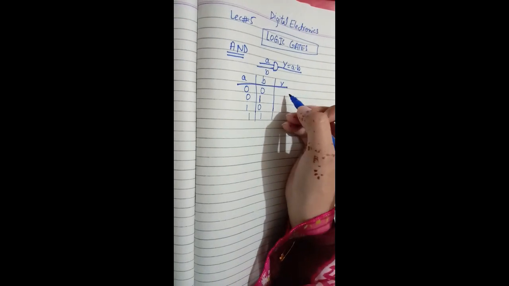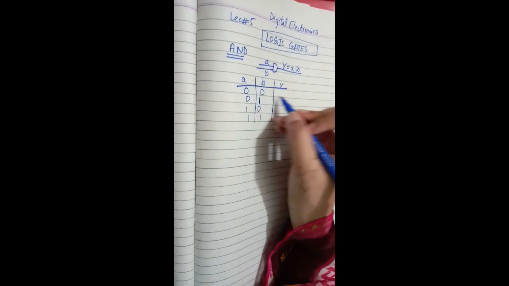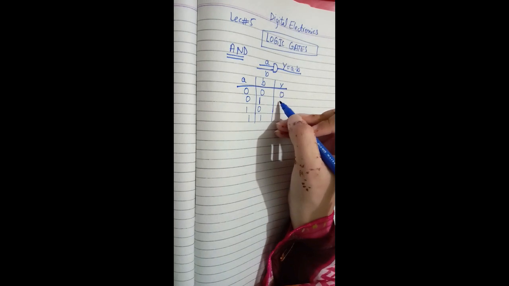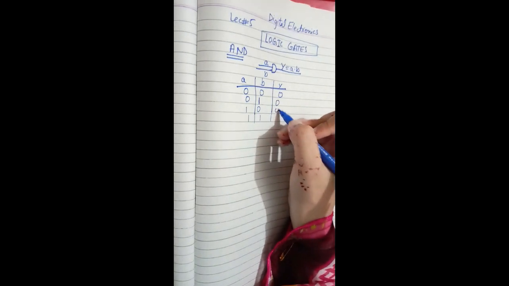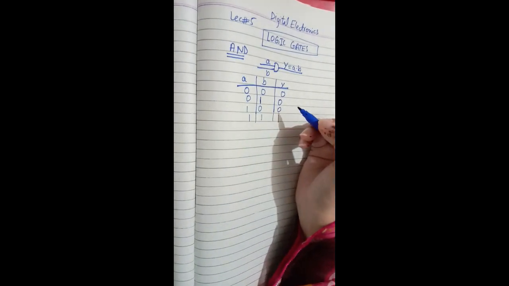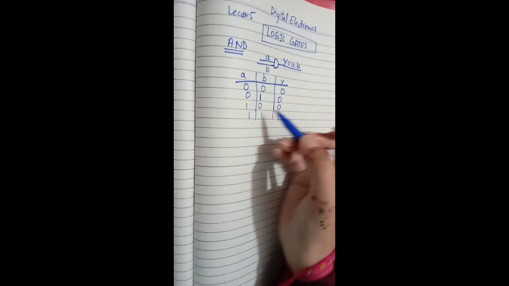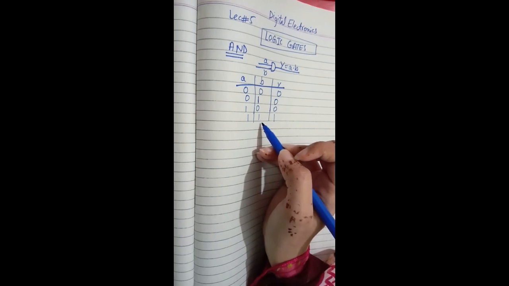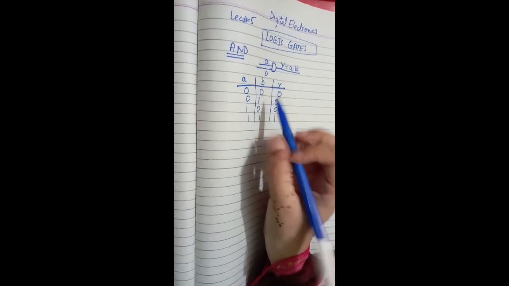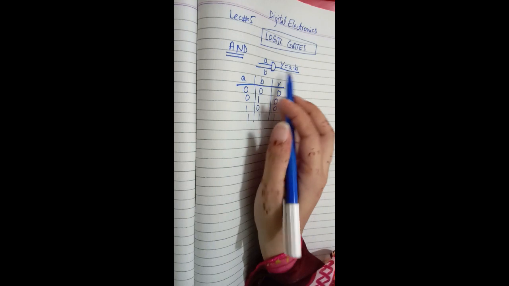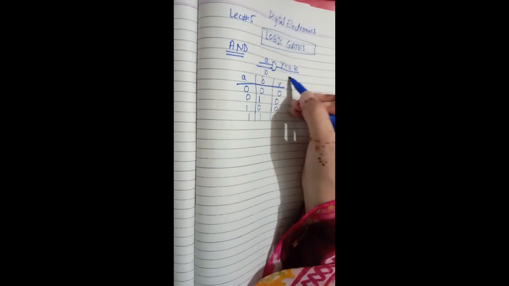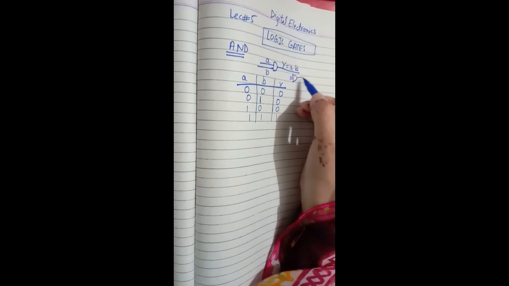So by doing the simple multiplication, we will have 0, 0, 0, 0, 1 equal to 0, 1, 0, 0, 1, 1, 1. So we see that we have the final result Y equal to 1 when both inputs are 1. So this is the diagram or the symbol we have, that is like a simple D we have to write.